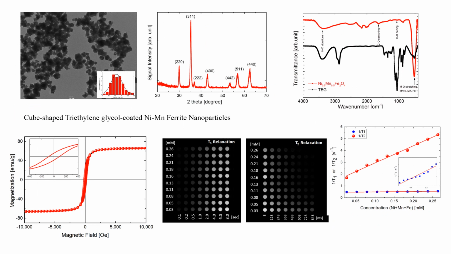And this TEM image shows the cube-shaped nanoparticle, nickel manganese ferrite nanoparticles, and this nanoparticle shows T1 and T2 contrast effects.